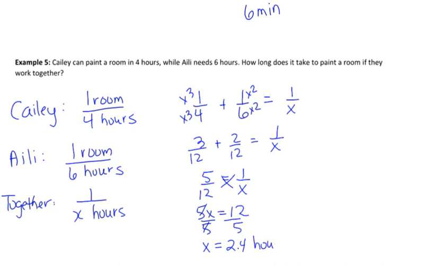And then same thing like our last example, I could do 2 hours and 0.4 times 60, which is 2 hours and 24 minutes. When I do 0.4 times 60 would give me my minutes.